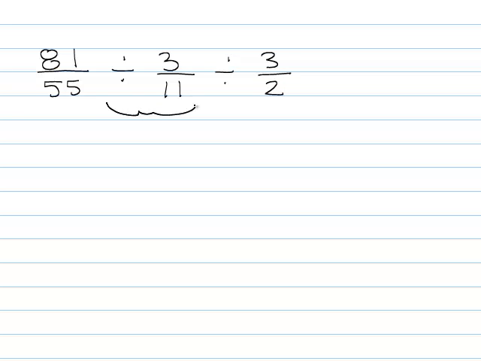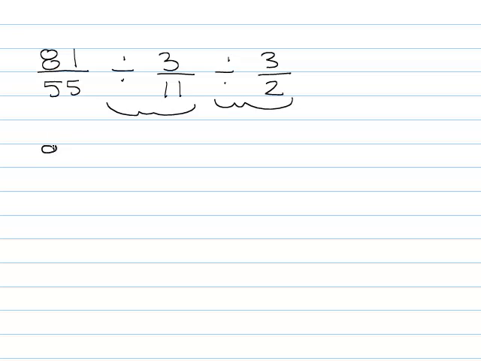And finally, let's look at what happens if I have 3 fractions. 81 over 55 divided by 3 over 11 divided by 3 over 2. Okay, so what we want to do is change the first division part to multiplication and the second division part to multiplication.